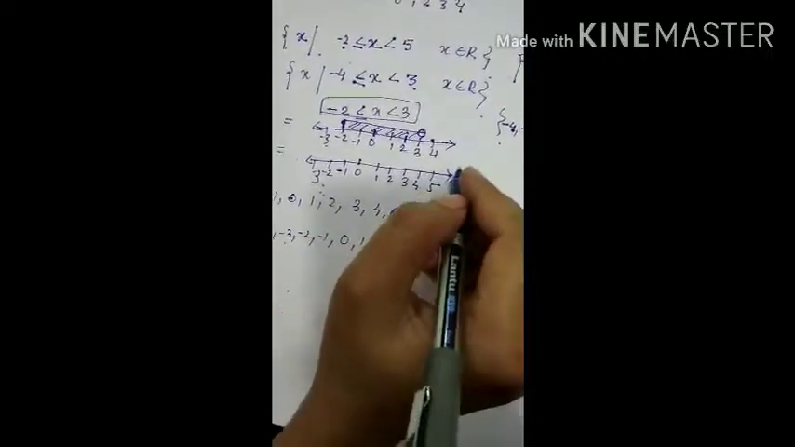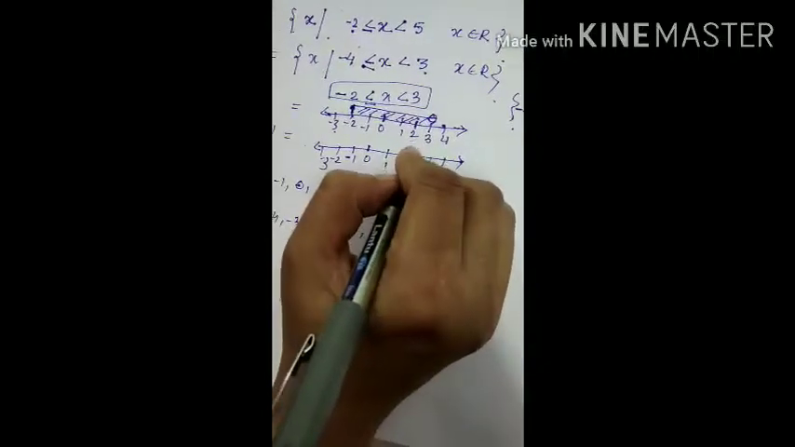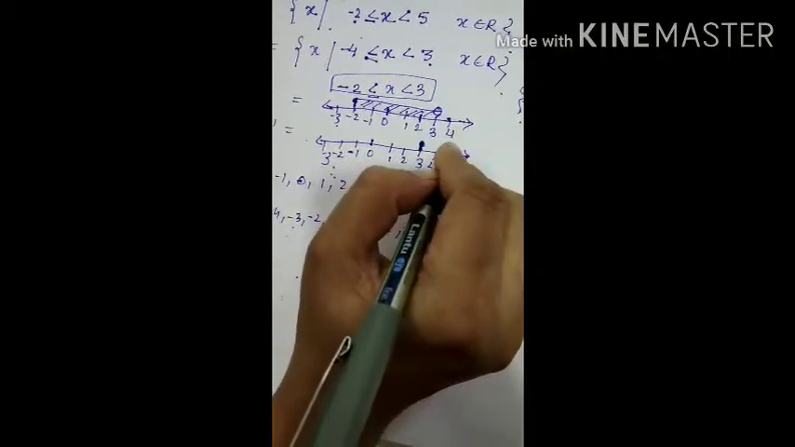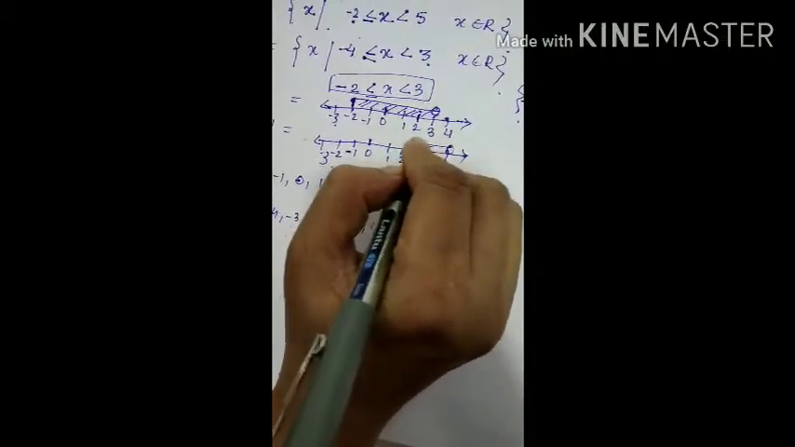So how am I going to represent it? I am going to represent it on a number line. This is 3 with a filled circle and 5 with a hollow circle, and I join them. This is my solution set for A intersection B complement.